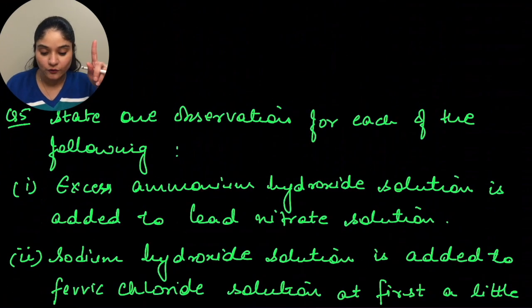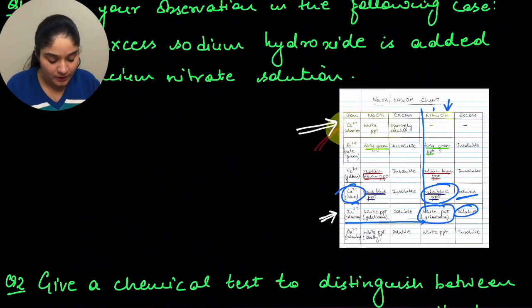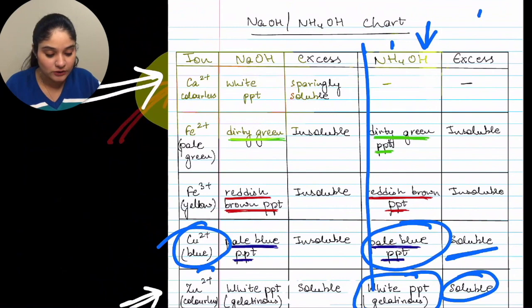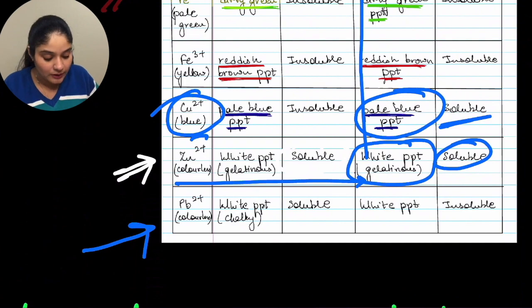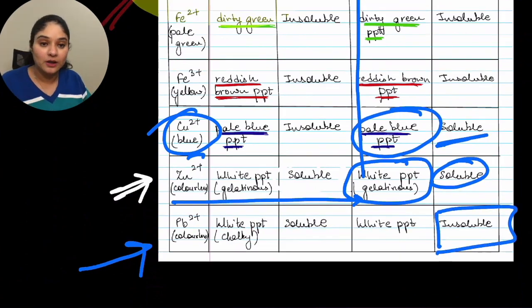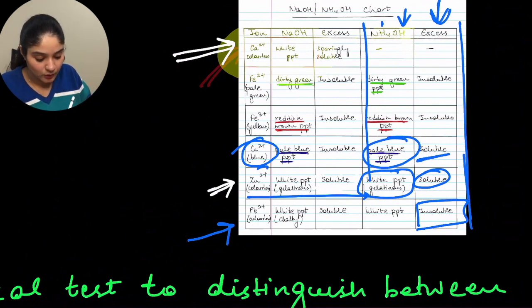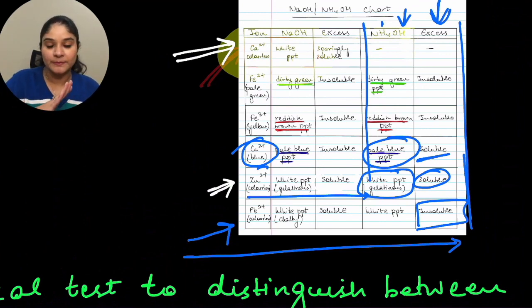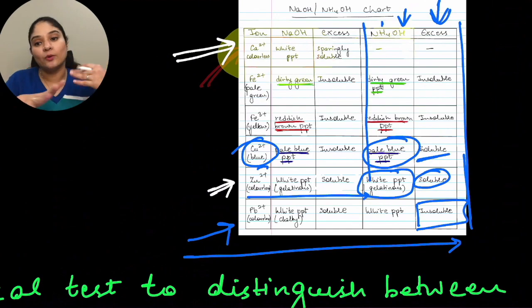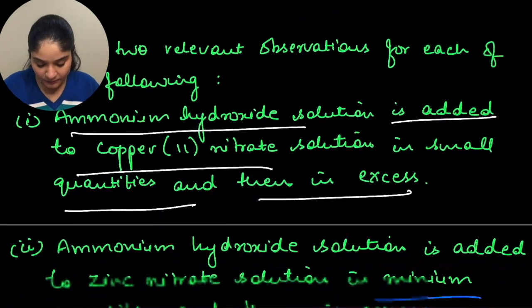State one observation for each of the following. Excess ammonium hydroxide solution is added to lead nitrate solution. Let's quickly come back on the chart. So we are in excess ammonium hydroxide, which is the last column. In this case, they're talking about lead, which is the last column over here. So your observation will be insoluble. So you come down like this and then you come right like this. So that is how you map out your answers from the chart, which is very quick if you are well versed with this particular chart. Now I won't be taking reference again from this chart because it takes up a lot of time. Now we'll be going quicker with the questions. So let's come back.